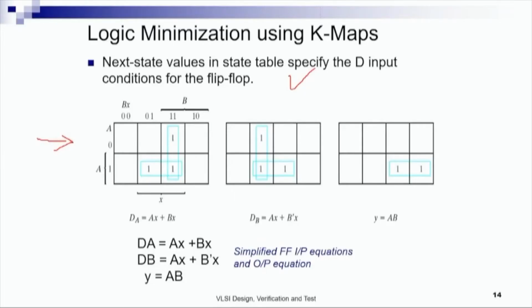And we know that because it is 3, 5, 7, this one is 0, 1, 1, 3, this one is 1, 0, 1, which is 5, and this one is 1, 1, 1, which is 7. And after simplification of this, we find that DA equals AX plus BX. Likewise, we obtain for DB equals AX plus B bar X and Y equals AB. So this is how we obtain the input equations and output equation.